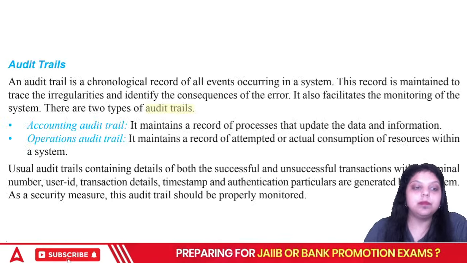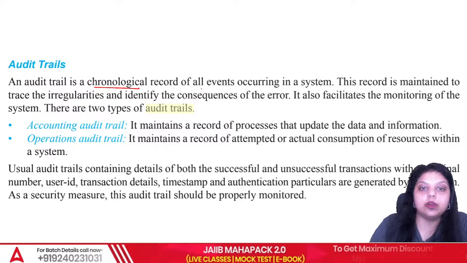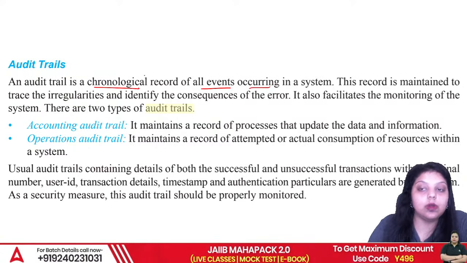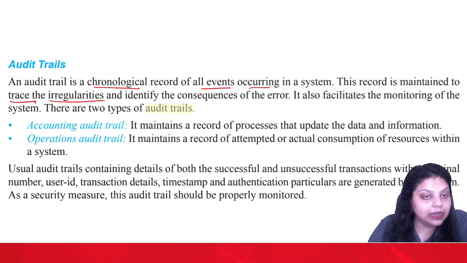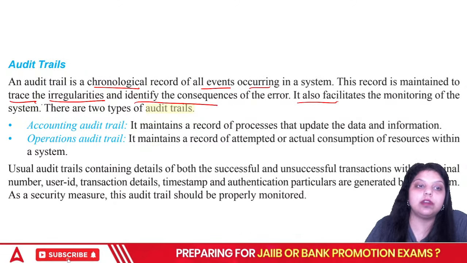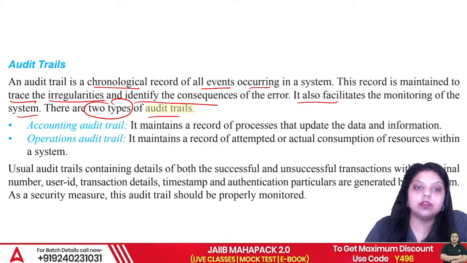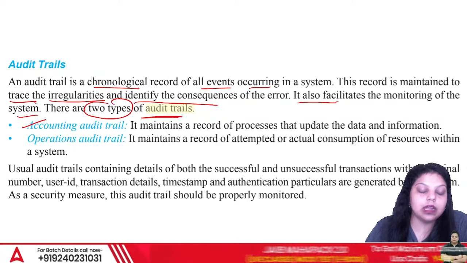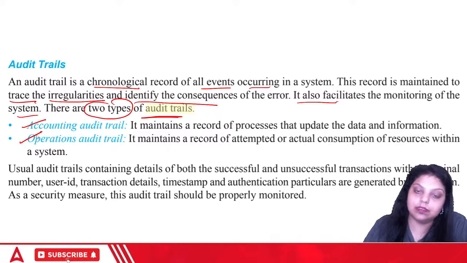So you can see here, an audit trail is a chronological record of all events occurring in a system, and this record is maintained to trace the irregularities and identify the consequences of the error. So it also facilitates the monitoring of the system, and there are two types of audit trail: accounting audit trail and operations audit trail.